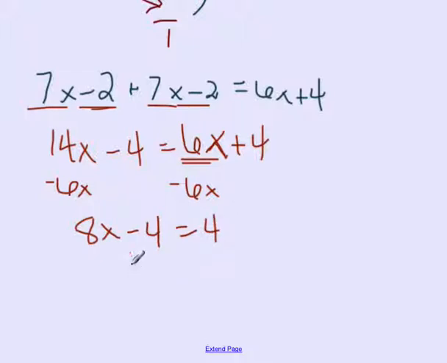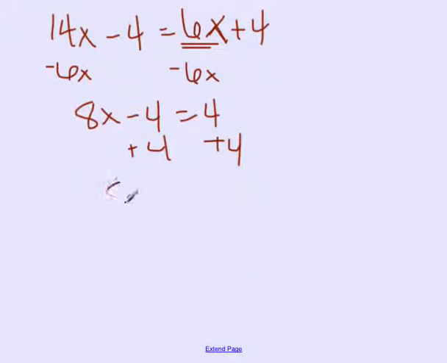So then we're going to add 4 to both sides to continue solving. So then I have 8x is equal to 8. Well, 8 is being multiplied by x, so I need to do the opposite. So I'm going to divide by 8, and 8 over 8 is equal to 1. So I get that x is equal to 1.